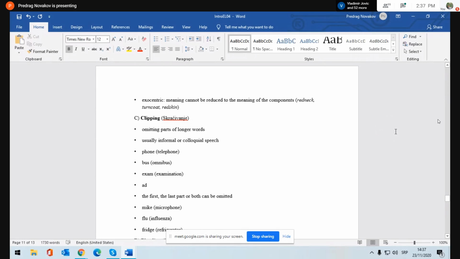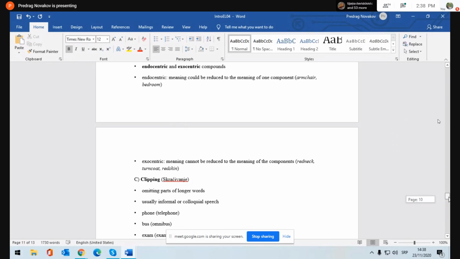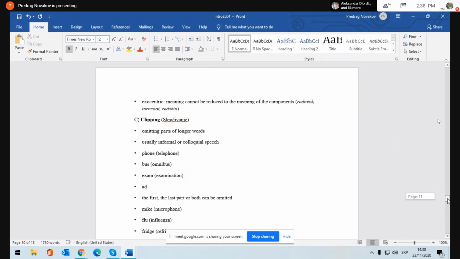Neka prevratljiva osoba, recimo, licemeran, dvoličan. Okay, redskin, you know that it is sometimes not really advisable to use, but redskin is related to the American Indian population. So to sum up, endo-exocentric, think about it. You'll get compounds in the written exam, a task to determine if they are endo or exocentric.